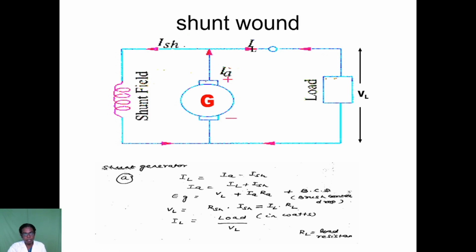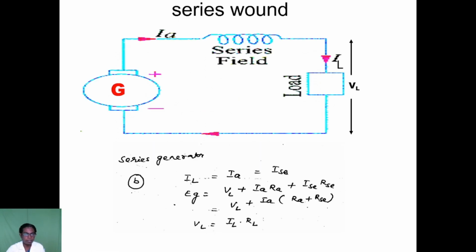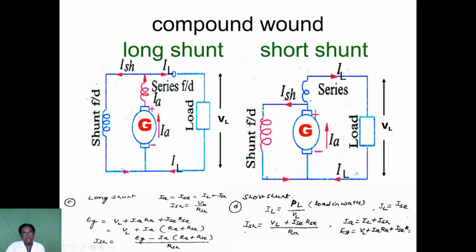And the series generator. So these are self-excited generators: shunt wound and series wound. In the series wound, the windings are connected in series, so the formula is different. IL is equal to IA is equal to ISC. So EG is equal to VL plus IA RA plus ISC RC. And then the compound wound generator.